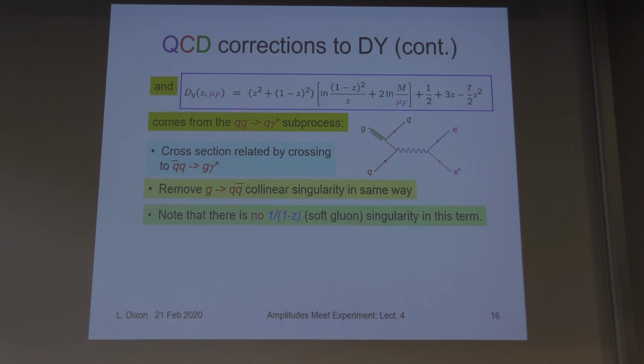There is also a correction that can be derived from this subprocess, which is the same matrix element, but of course it's crossed around, and that leads to this formula. Now, notice that this formula has no 1 minus z plus singularity in it. That's a soft gluon singularity. Here we have only a quark in the final state.